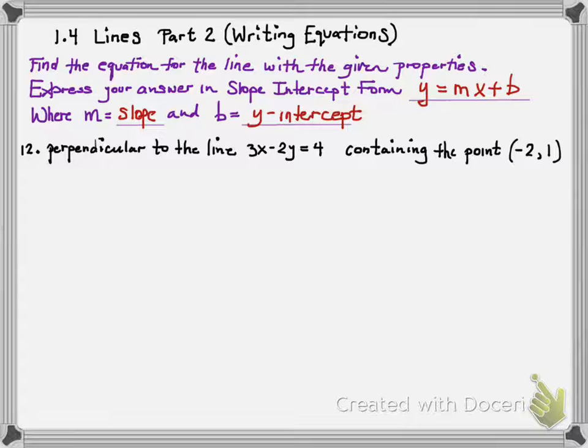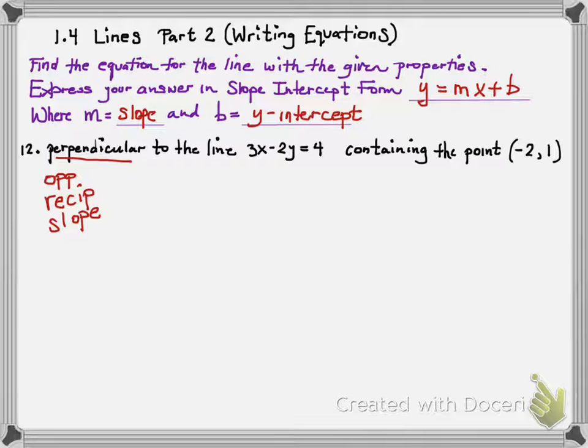First of all, we notice that we are dealing with a line perpendicular, right? So I'm going to underline that, and I'm going to remind myself that the slopes of perpendicular lines are opposite reciprocals. And so when I come over to our equation, 3x minus 2y equals 4, we're going to put that into slope-intercept form so we can identify the slope really easily.